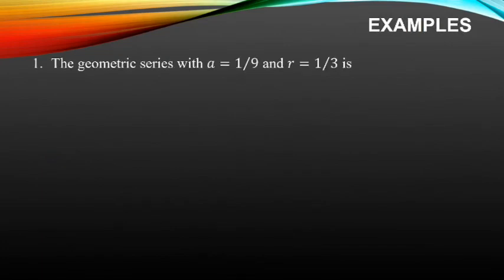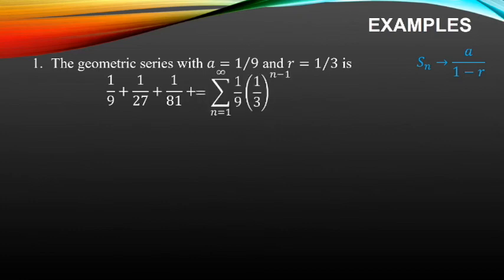Examples. So number 1, the geometric series with the initial term 1 over 9 and common ratio 1/3. So ang partial sum is approaching a over 1 minus r. So if this is our series, 1 over 9 plus 1 over 27 plus 1 over 81, this is actually equal to the summation of 1 over 9. So this is our a. Then 1 over 3 is r raised to n minus 1, as n is from 1 to infinity. So this is equal to the sum of 1 over 9, which is a, over 1 minus 1/3, so 1 minus r. This is equal to 1 over 6.